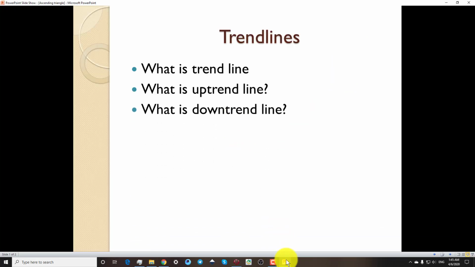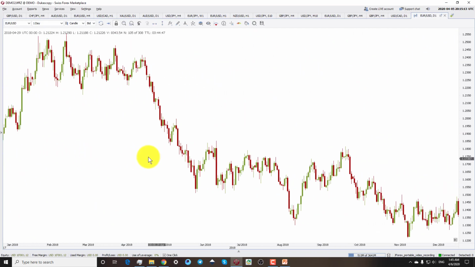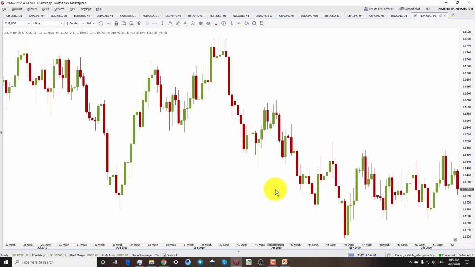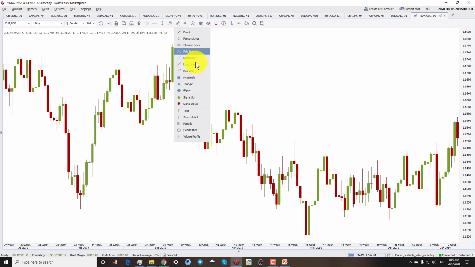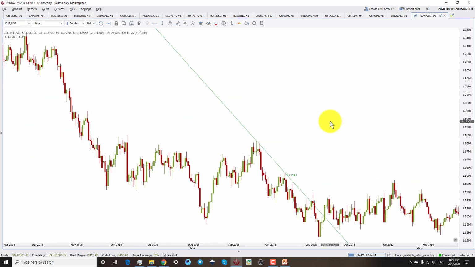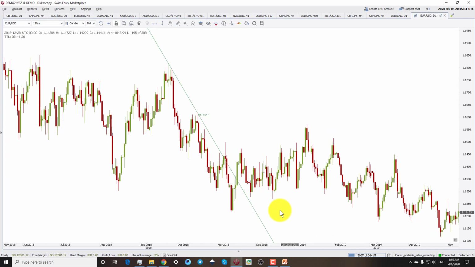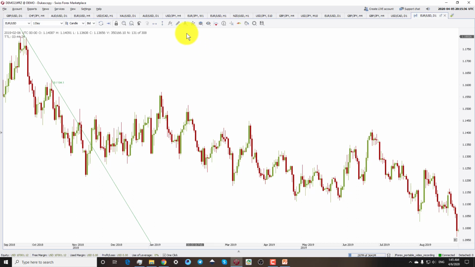Now what is a downtrend line? The exact opposite of this is a downtrend line. We will see how this one is made. When we join two highs, is this a valid line? Yes, this is valid, but after the fourth one did not get rejected, so you have to find the other one.